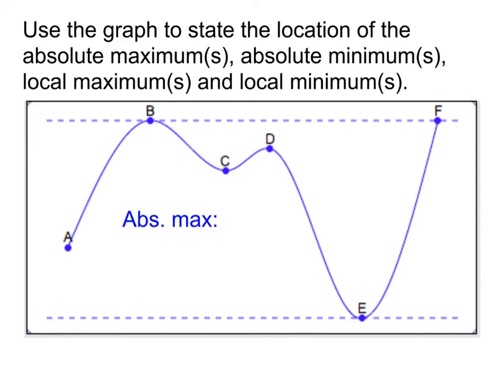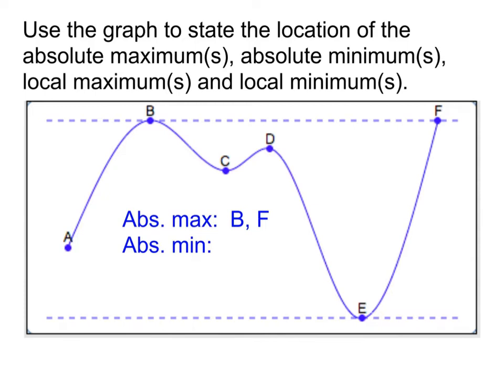All right, the first thing I'm going to look for here is the absolute maximum. Now, the absolute maximum means that it's the maximum for the entire thing. You'll notice that we actually have 2 points here that are at an absolute maximum. Both of these reach the exact same height, and so both of those would be considered the absolute maximum. So those are both, B and F, the absolute maximum.